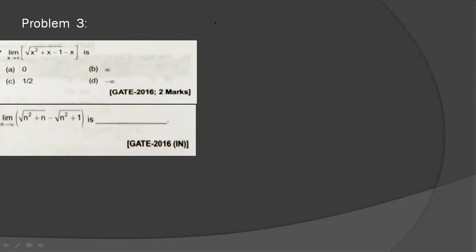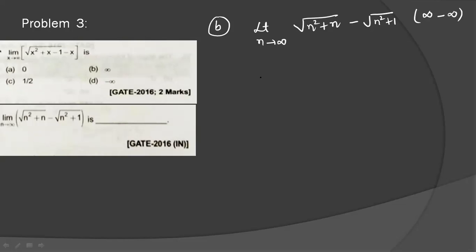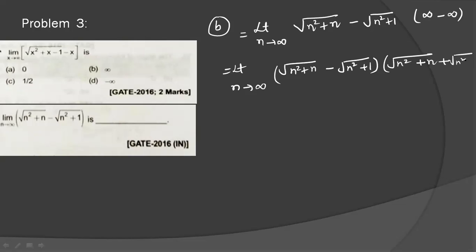If we take the second part, limit n tending to infinity of under root n square plus n minus under root n square plus 1. You put infinity, it is infinity minus infinity, which is again an indeterminate form. So we can rationalize it as we solved in the previous question. This is a similar problem. So multiply by under root n square plus n plus under root n square plus 1 upon under root n square plus n plus under root n square plus 1.